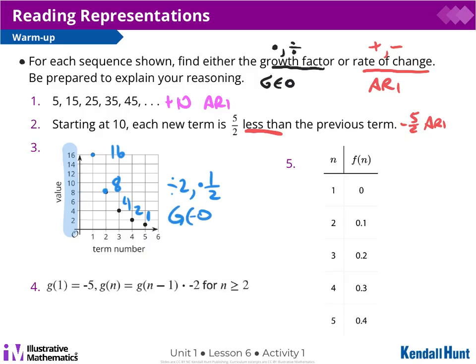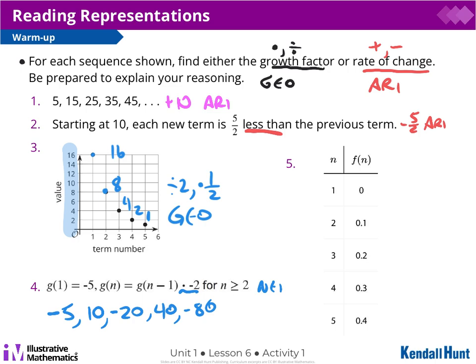Okay, the next one is times -2. This looks geometric, but it's not. It's neither, and I'm going to show you why. If our first term is -5, when we multiply by -2, we get +10, then -20, then +40, then -80. This will not make a curve. When you're multiplying by a negative, the numbers keep switching back and forth. So you will not get a curved graph like you see in 3.